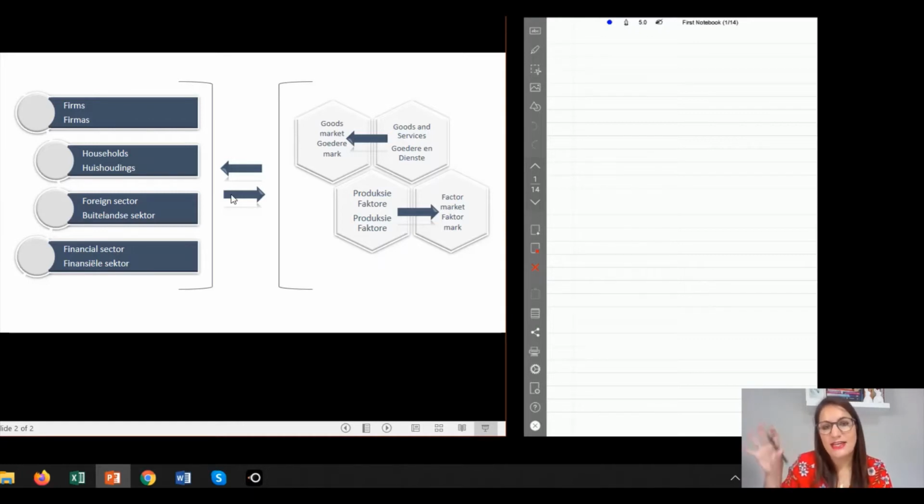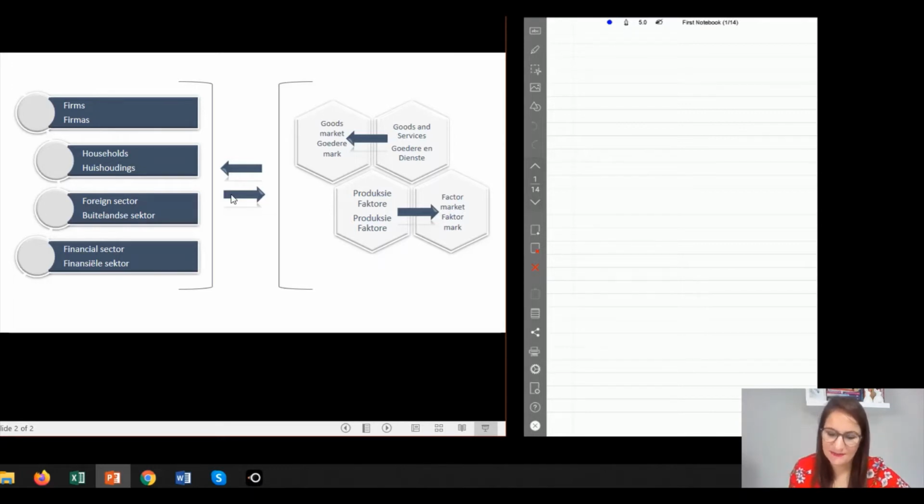Now, on the other side of the coin, you have your factor markets and your goods markets. Your goods market is your market of goods and services, and your factor market is the market of your production factors. Now we're going to look at the relationship between the factor and the goods market, with relationship to the role players: your firms, your households, your foreign sector, and your financial sector.